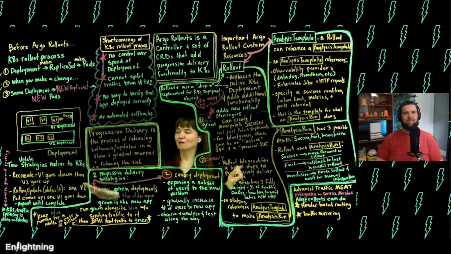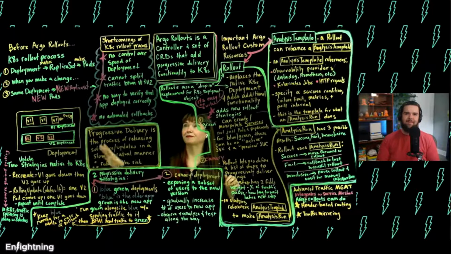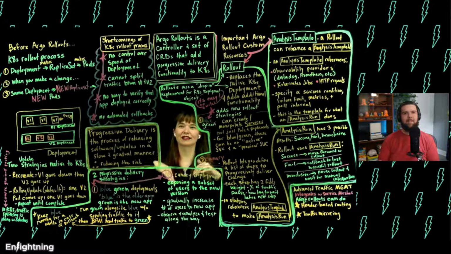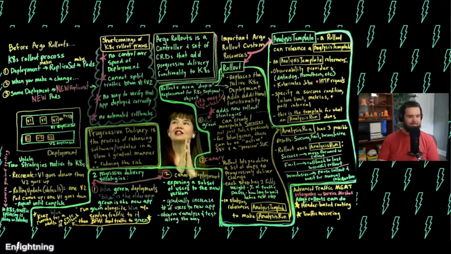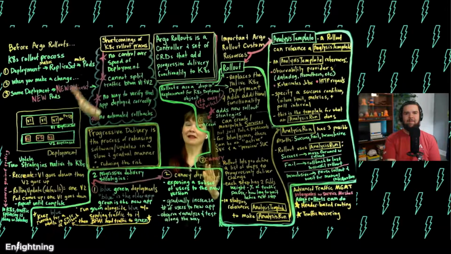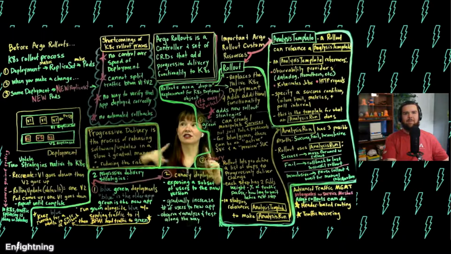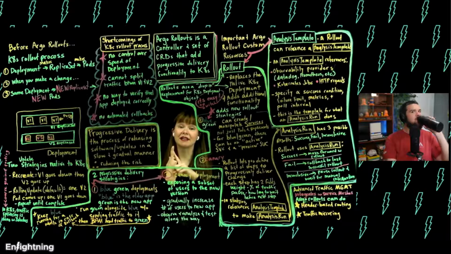And then this will matter later, but in Kubernetes we also have some inferior traffic splitting options between services. Those are done with selectors, and it's really coarse-grained, like whole numbers only. But the shortcomings of this Kubernetes rollout process: you have no control over the speed of the deployment, how fast it's rolled out.